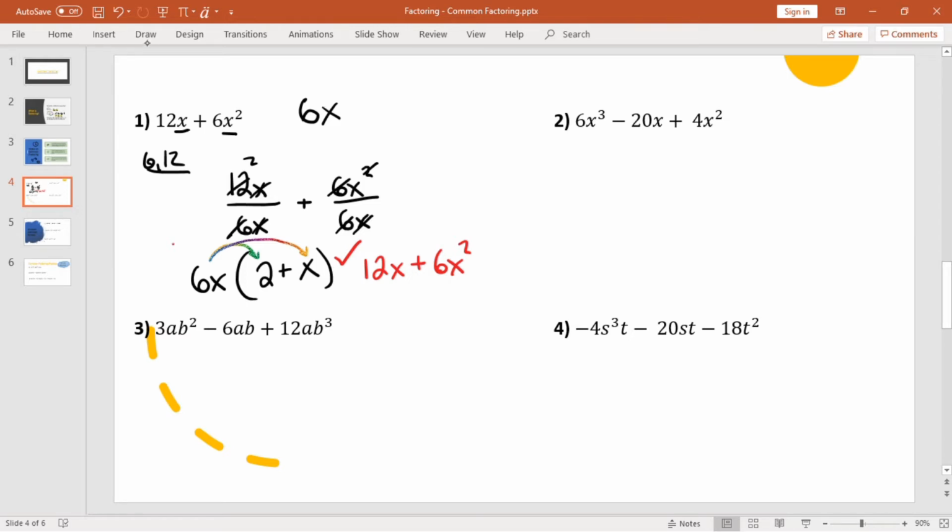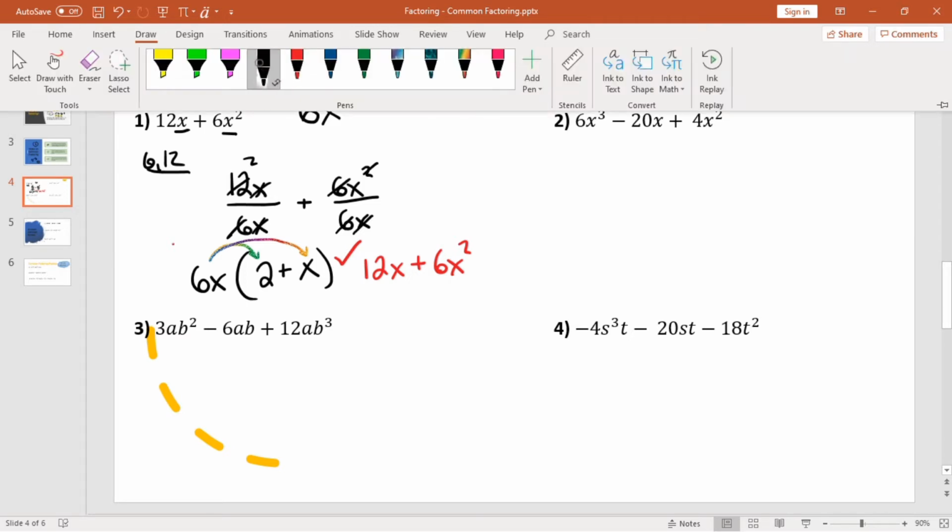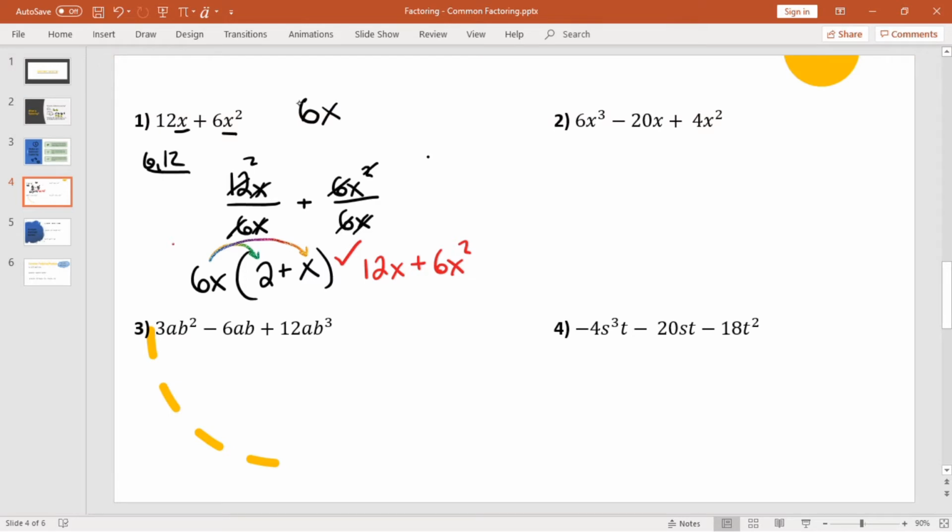Looking at number 2, my numbers are 6, 20, and 4. So I'm looking at the lowest number. 4 is not going to go into 6. It does go into 20, so that's no good. So I drop it down. 2 will go into 4, 6, and 20. So that's my greatest common factor of the numbers.